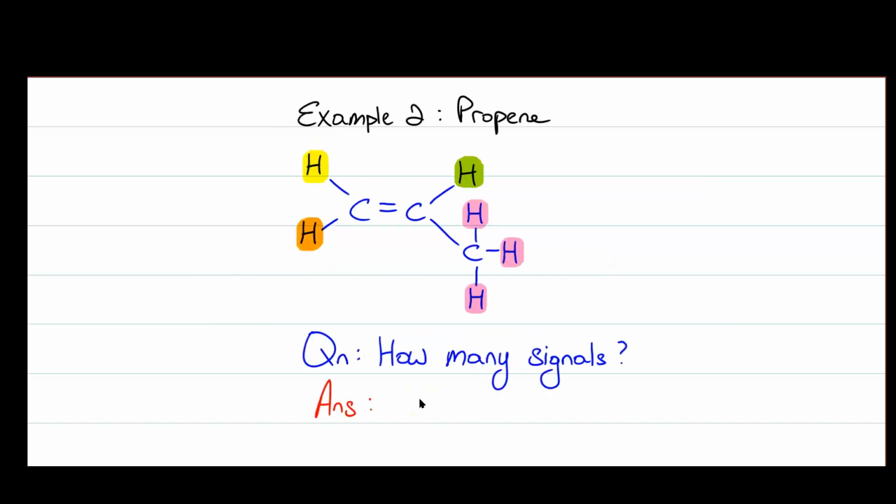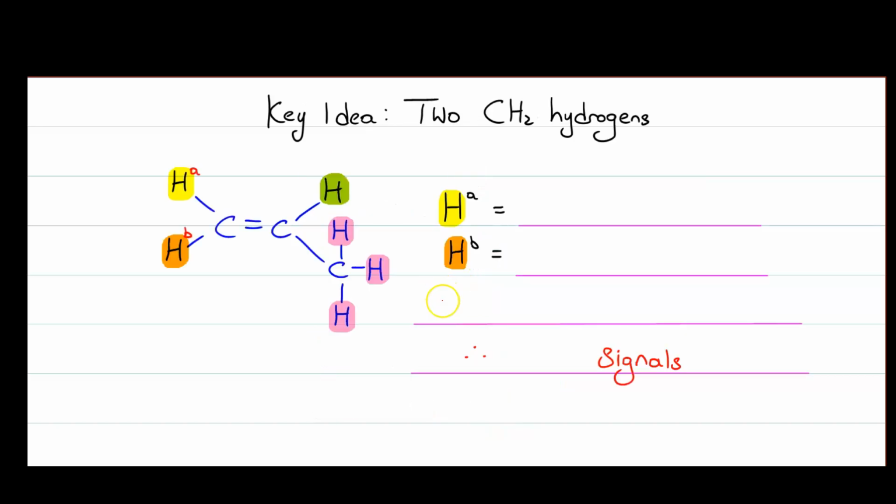Now, let's move to propene. This looks only slightly more complicated, but it already shows the exception. Here we should expect 4 signals. Let's understand why. In propene, these two hydrogens, hydrogen A and hydrogen B, are not equivalent. Hydrogen A is trans to CH₃. Hydrogen B is cis to CH₃. Therefore, these two hydrogens are not equivalent.